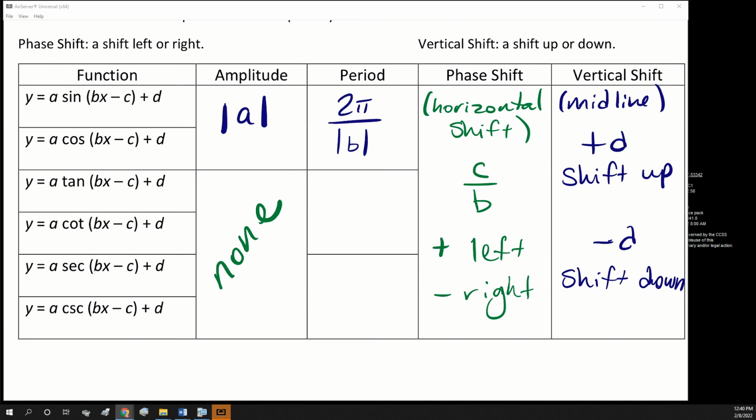And then the period of the cosecant and the secant matches the period of the sine and cosine. So that is going to be 2 pi divided by the absolute value of b. So b, if you guys don't remember, is the number that's multiplied by x. Sometimes it's directly multiplied by x. Sometimes it's factored out a little bit, but that's what b is.